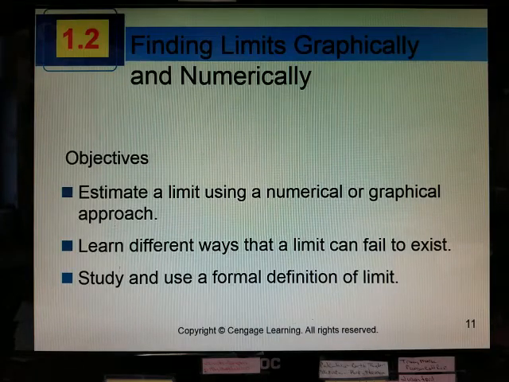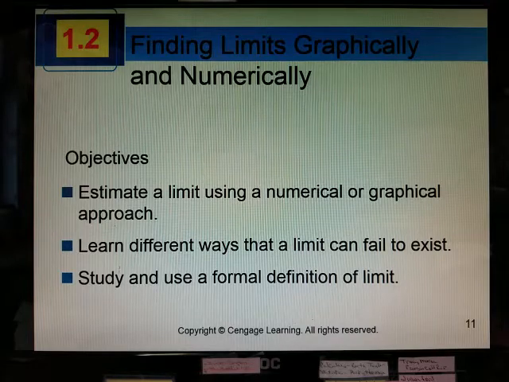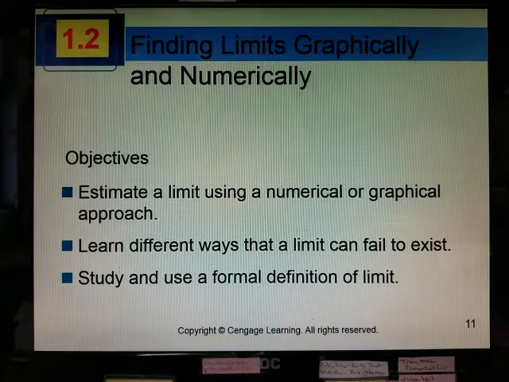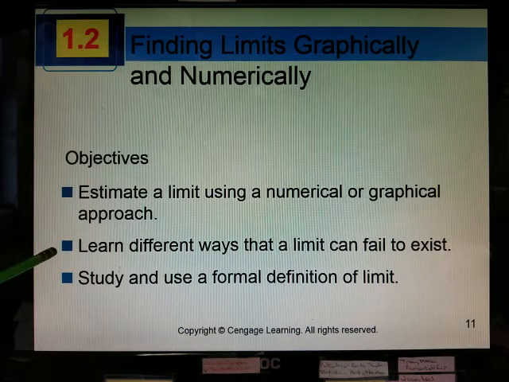All right, in Calculus, Chapter 1, Section 2, we'll be finding the limits today graphically and numerically. I'll talk a little bit about how we'll be doing them in the rest of the chapter, like where we factor and reduce and things like that, just to get us ready for the next couple days worth of notes. Our objectives today are to find a limit using a numerical and graphing approach, look at different ways that a limit can fail to exist, and study and use a formal definition of a limit.